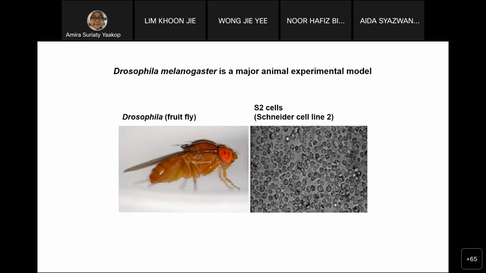And then this one, the famous one, is Drosophila melanogaster. It's difficult to pronounce their name. Drosophila melanogaster is actually a major animal experimental model. So why do we like Drosophila? Why do we study using Drosophila? Hold on a moment.